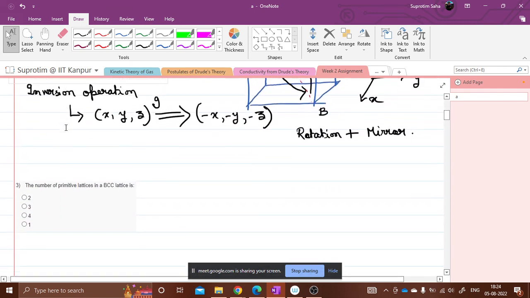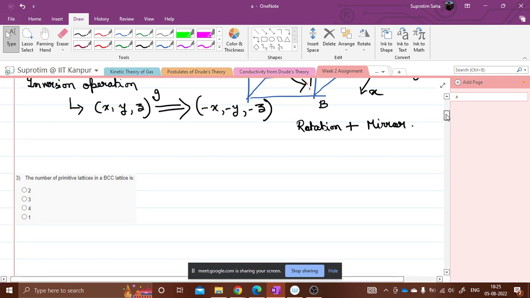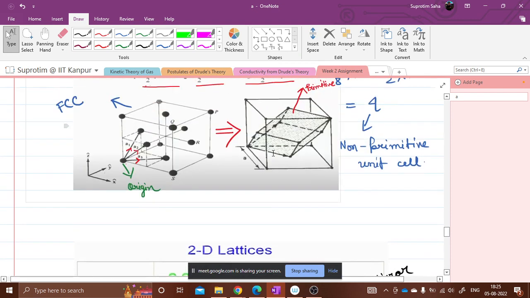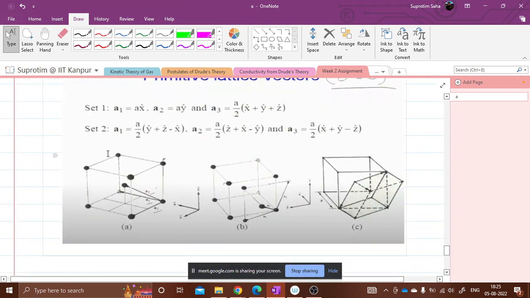So we are done with two questions, and now the number of primitive lattices in a BCC lattice. This is directly from the lecture, and what you can see is that this is your BCC unit cell. So 8 atoms are there at the 8 corners, and there's one atom at the center of it.